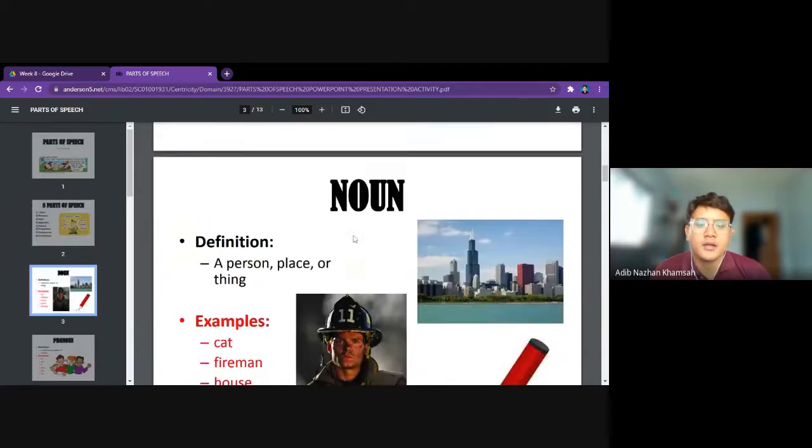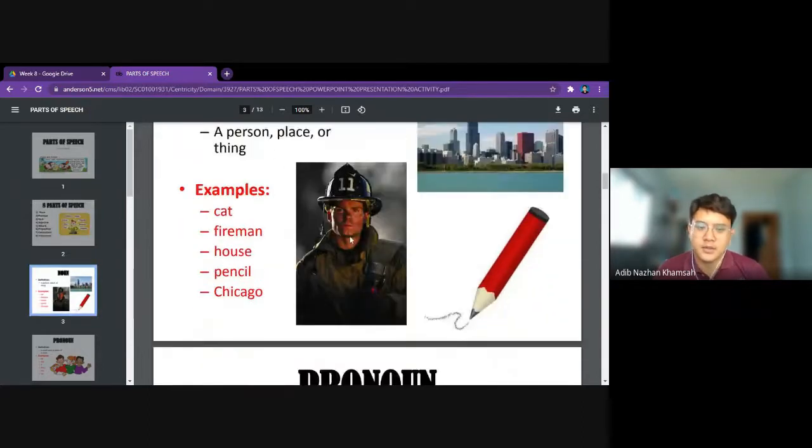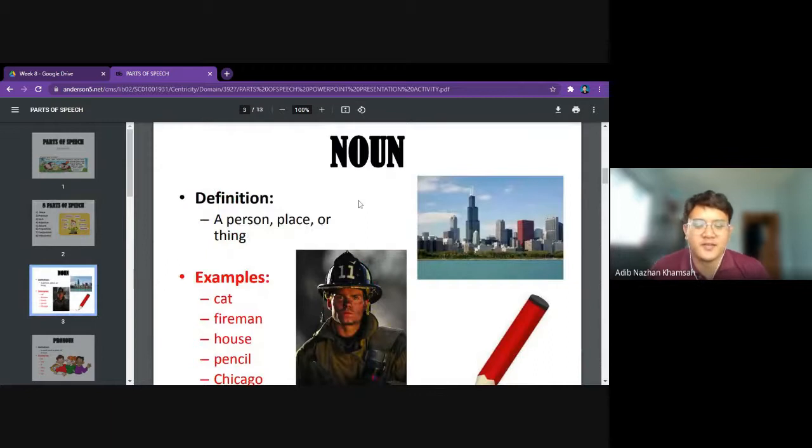Noun, kata nama. This one is very, very simple. This is the beginning, so that's why it's very easy, and why it's the first part of speech. Number 1, definition of a noun. A noun usually refers to a person, a human, a place, or a thing, and even animals. You use a noun, kata nama.